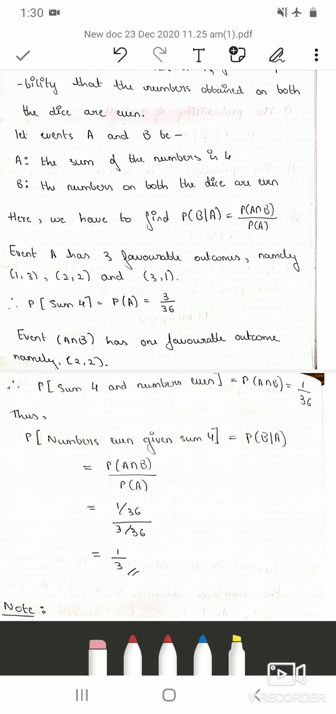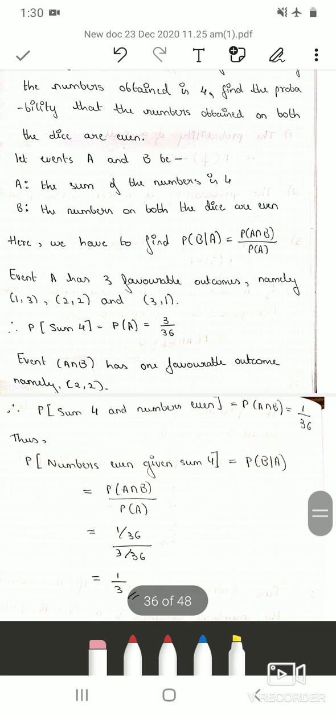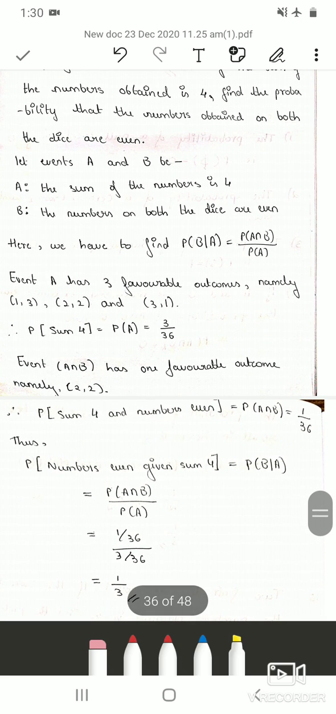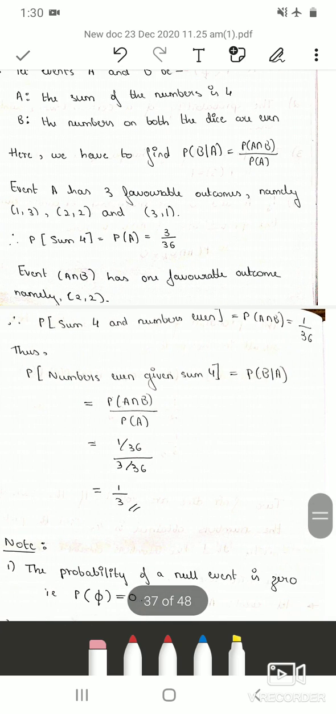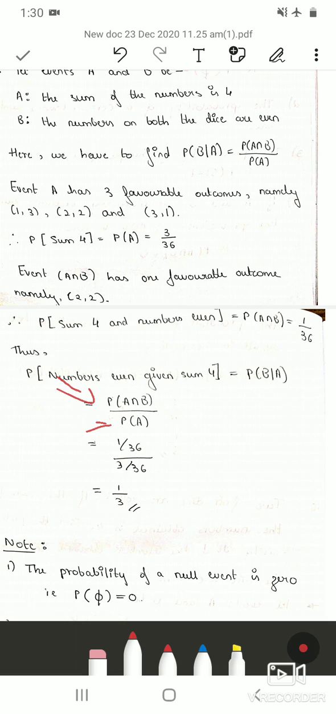Thus, we can find the probability of B given A, that is, numbers even given the sum is 4. We have the probability of A intersection B, and we know the probability of A. Substitute. Therefore, the probability of A intersection B is 1 by 36 and the probability of A is 3 by 36. Therefore, the probability of B given A is 1 by 3.